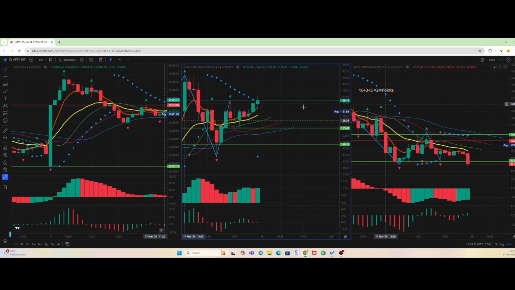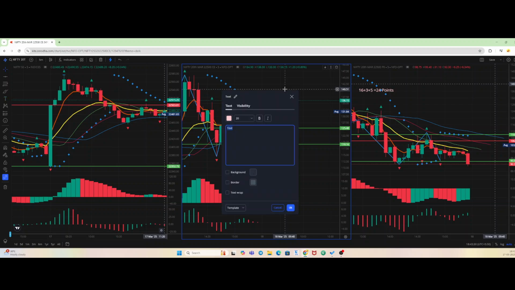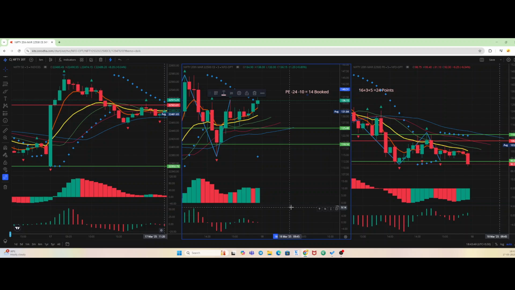So today there was literally sideways movement. Hence we could not make much money, because on the P side we booked 24 points, and on the C side we lost around 10 points. So finally we booked around 14 points. There is not much opportunity today. So that is today's trade.